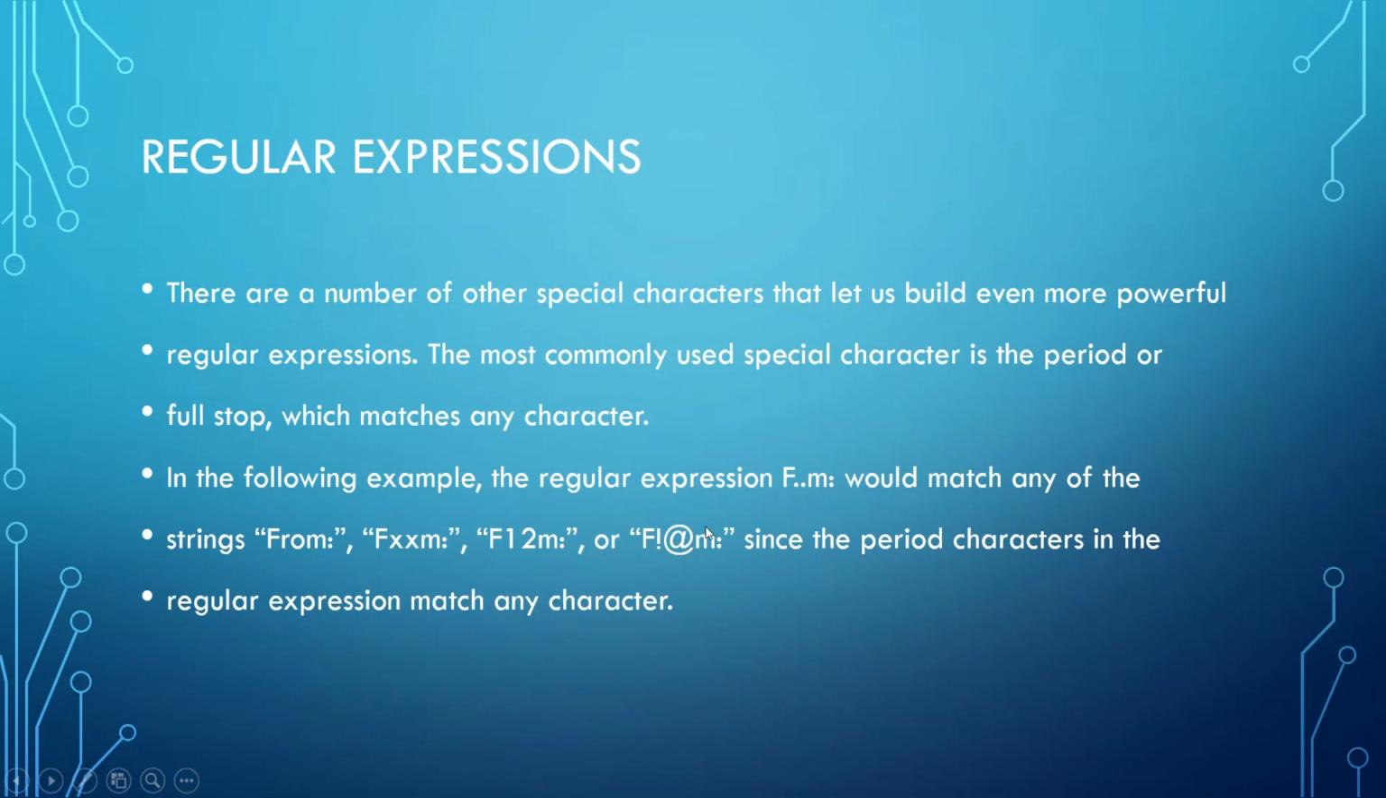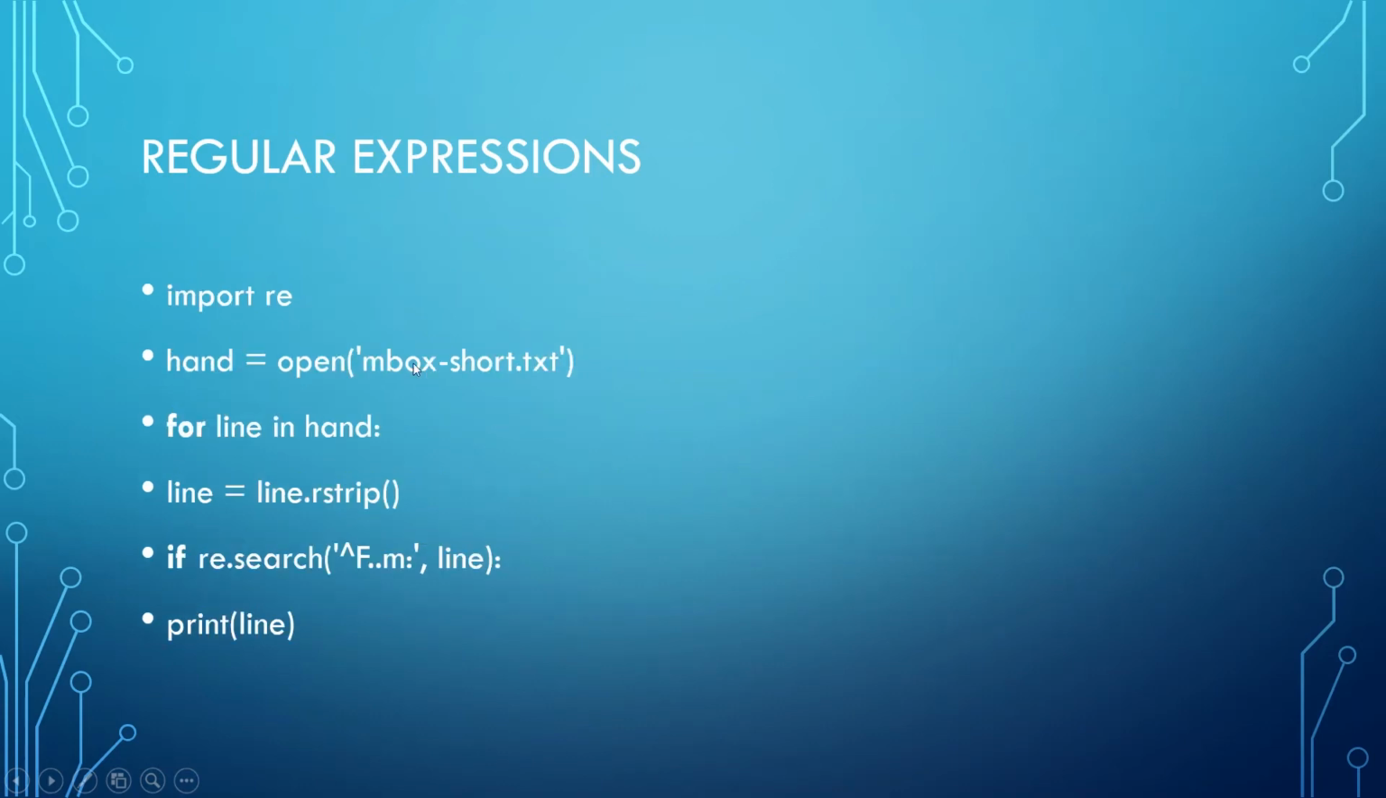So basically, if you put periods, that means it can be anything. It doesn't need to be specific characters. But if you put F and M, it has to be F at the beginning and M at the end. But in between, there can be any letters. So this is the example.